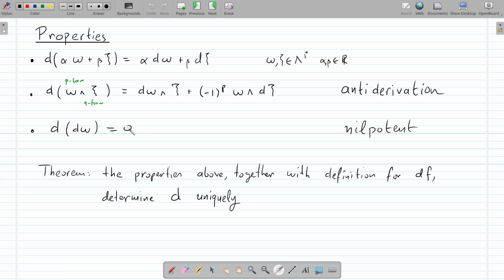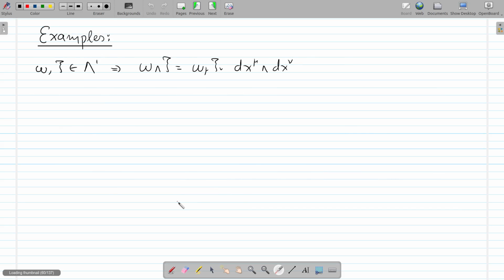So we have defined the exterior derivative by showing how it acts on components, but don't worry, any anti-derivation that has the above properties, together with the definition of its action on functions, determines this operation uniquely. So it doesn't matter how exactly we make this definition. So let's show some examples of those properties.